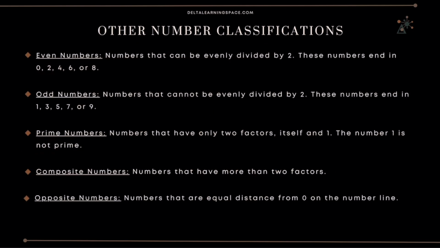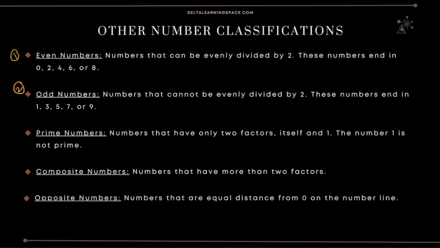Now let's take a look at some other number classifications. The first two that we have are even and odd numbers. So even numbers will be numbers that can evenly be divided by 2, meaning you will get a whole number answer. These numbers will always end in 0, 2, 4, 6, or 8.